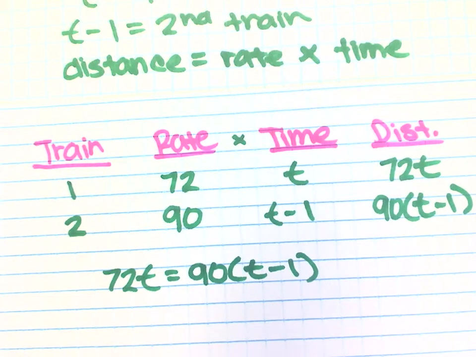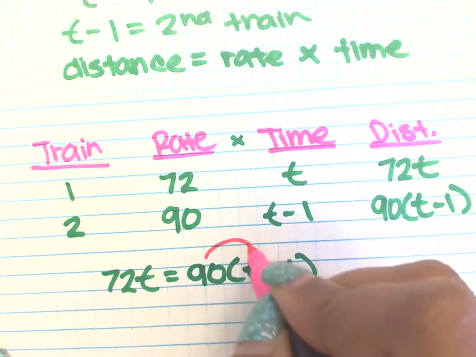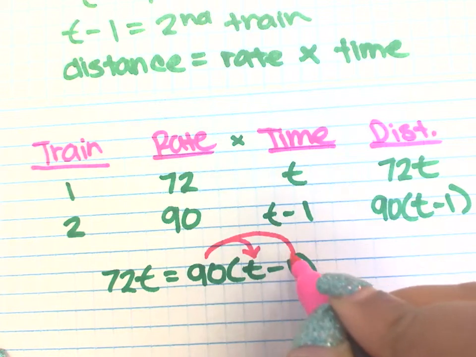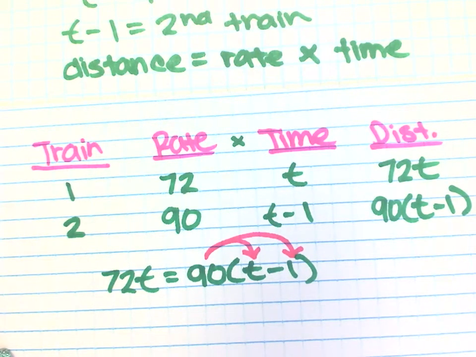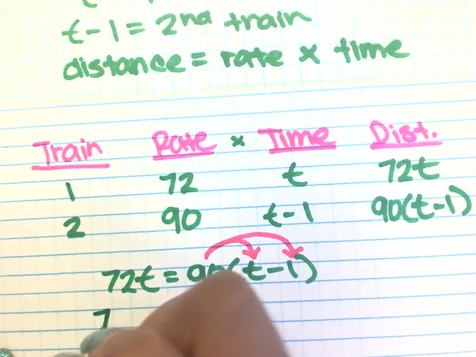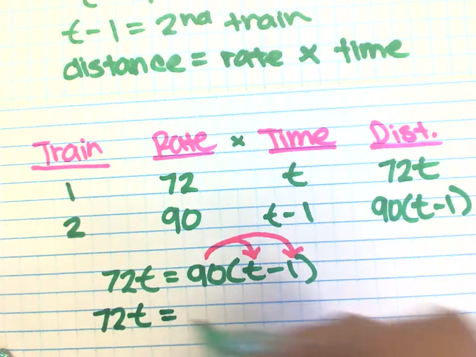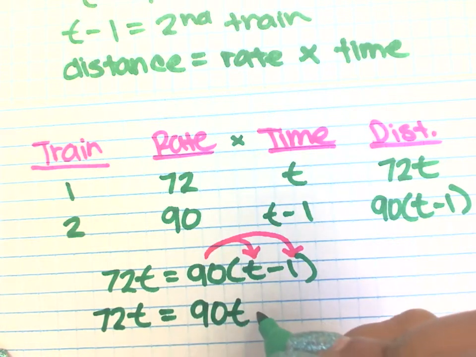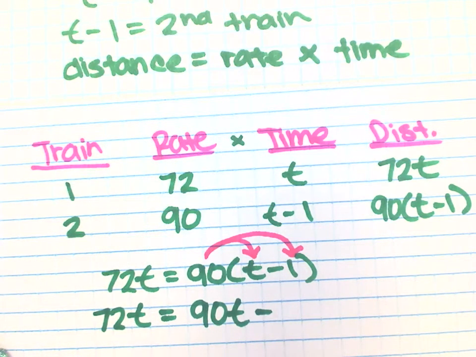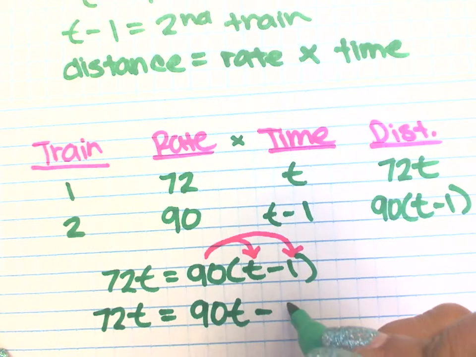Okay, I look at my equation now. The left side is completely okay. But my right side needs to be simplified, so I need to distribute. Just like a normal algebra problem that we've done. Write that down, draw your arrows. So I have 72T equals 90 times T is 90T. Bring down my minus sign. 90 times 1 is 90.